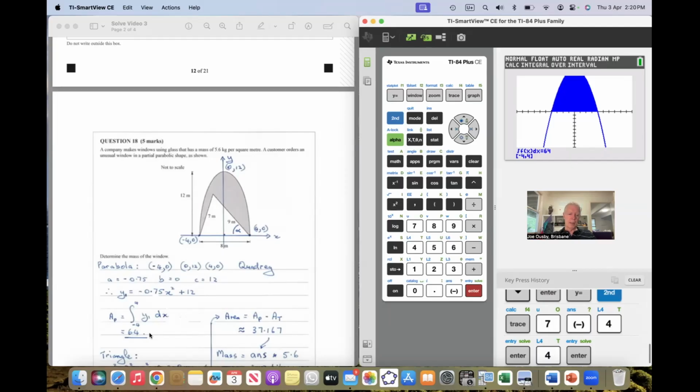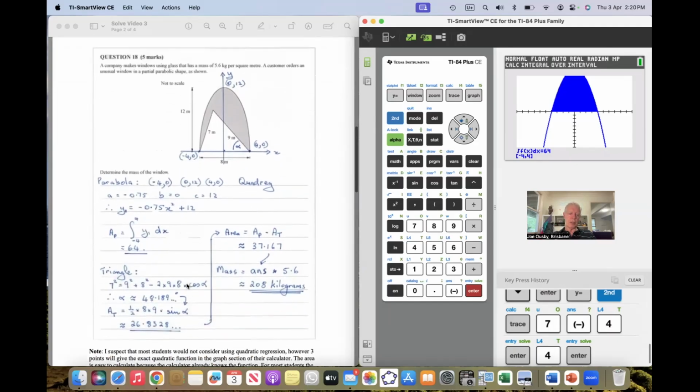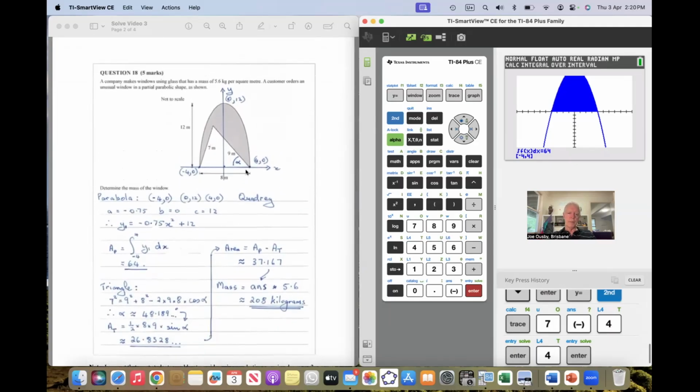So now, if we moved on from there, then of course what there was to do was to go back to the question and actually calculate the area of the triangle, because I needed to subtract that from the area of the parabola. And what I then did was I basically went straight to the cosine rule. The cosine rule is my preferred place to go almost all the time.